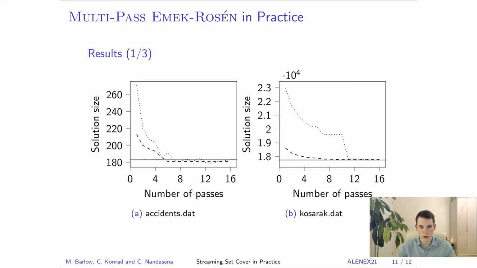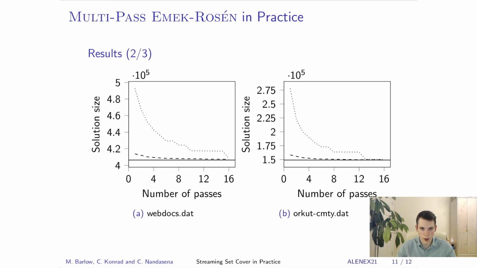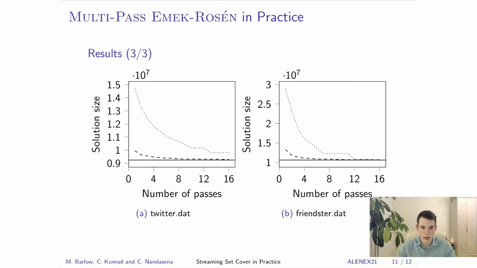So these are the results of our comparison. On the y-axis of both graphs here, we have the solution size, and on the x-axis we have the pass count. The dotted lines in these graphs are progressive greedy, and the dashed lines are multipass Emek-Rosen. We've also included disk-friendly greedy as the solid lines just for reference. I'm going to quickly flick through these results. We have in total 6 results here, 1 for each dataset. And there are 3 key observations.